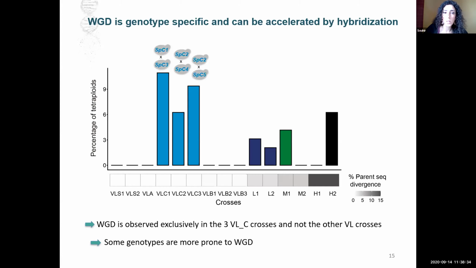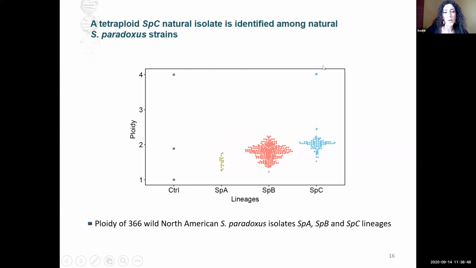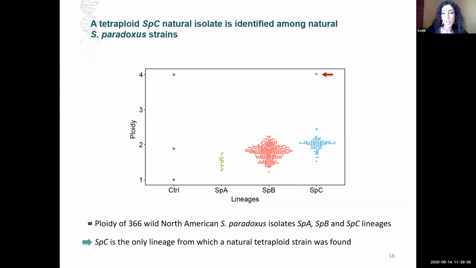Because we used the SPC strains in these VLC crosses, we can suggest that these SPC strains are intrinsically more prone to whole genome duplication. To test this, we analyzed the ploidy of more than 360 wild North American Saccharomyces paradoxus isolates from the 3 different lineages, SPA, SPB, and SPC. And consistent with our observation in the mutation accumulation experiment, SPC is the only lineage from which a natural tetraploid strain was found.